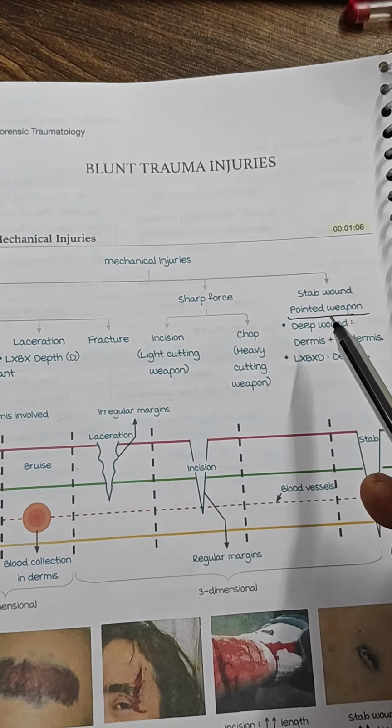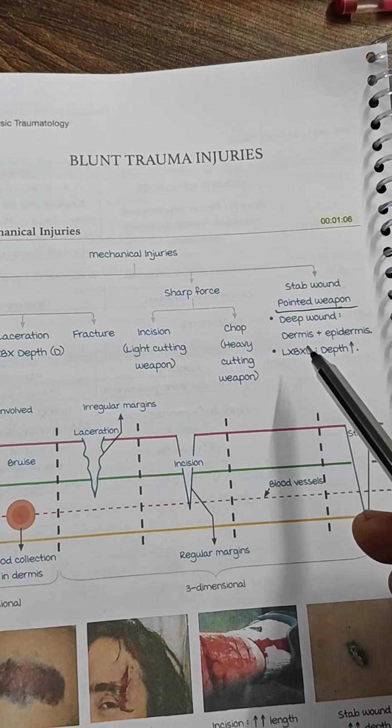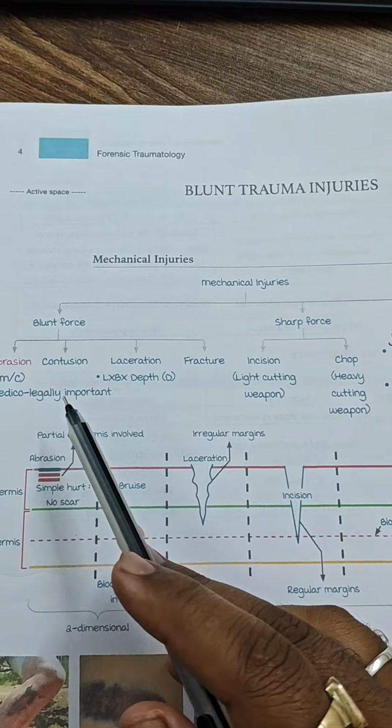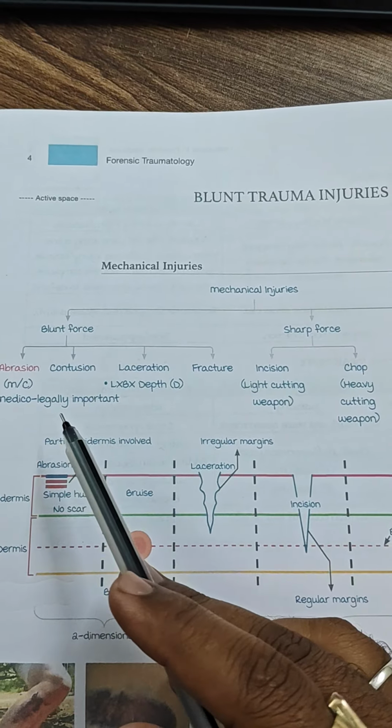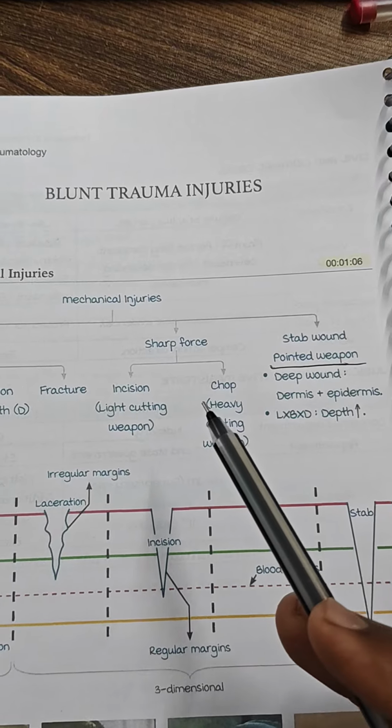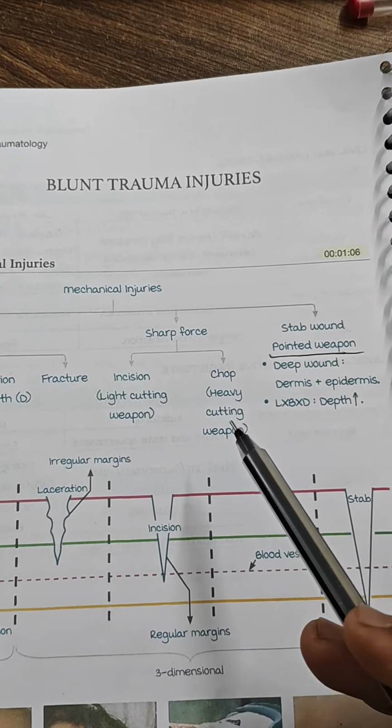And due to pointed objects, there can be a stab wound, which involves the dermis and epidermis both, and in abrasion it only involves the epidermis part. Incision is due to a light cutting weapon, and chopping is due to a heavy cutting weapon.